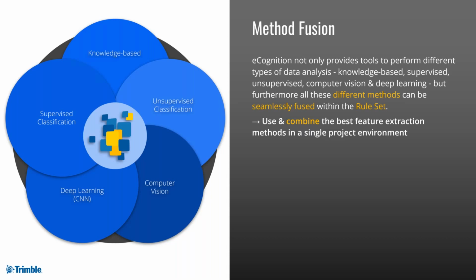But not only can you use these different methods alone, you can also combine them seamlessly within a single rule set and go from a knowledge-based classification, flow into a deep learning, tap into certain layers, so these heat map layers coming out of a deep learning classification, and then go back into a knowledge-based classification, or combine supervised with knowledge-based. All types of combinations are possible.